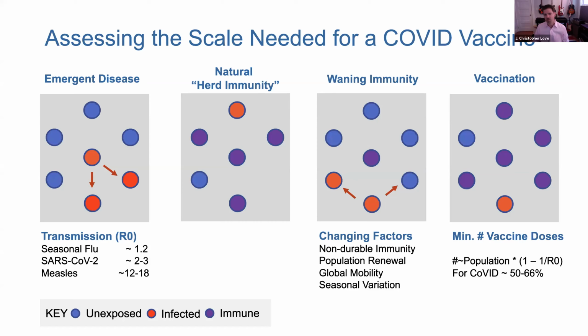The question is how much of a vaccine do we need? The number of doses you need to achieve herd-like immunity is something like the population number times the quantity of 1 minus 1 over R naught. And so for COVID, this is going to mean roughly 50 to 70% of the population, if not more, depending on the final value of these R naught numbers, will require vaccination in order to achieve immunity for the population group.